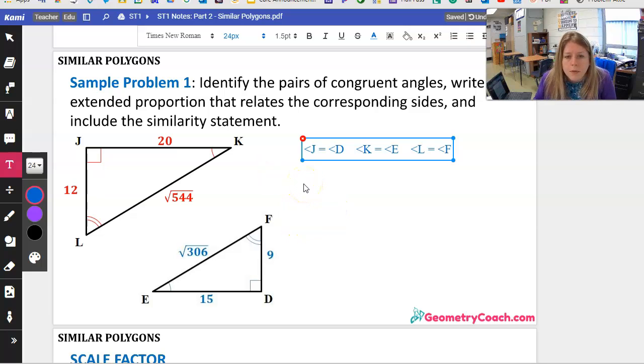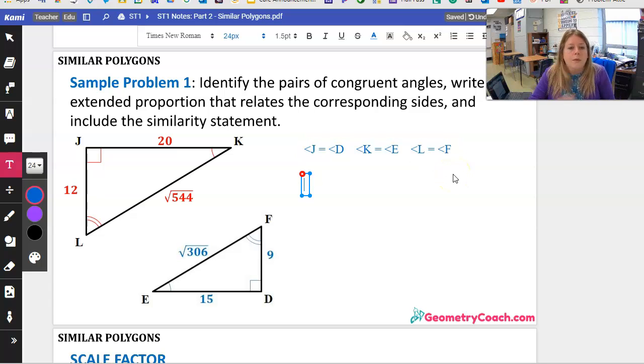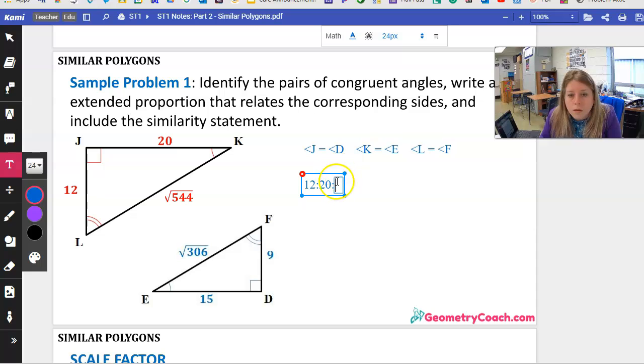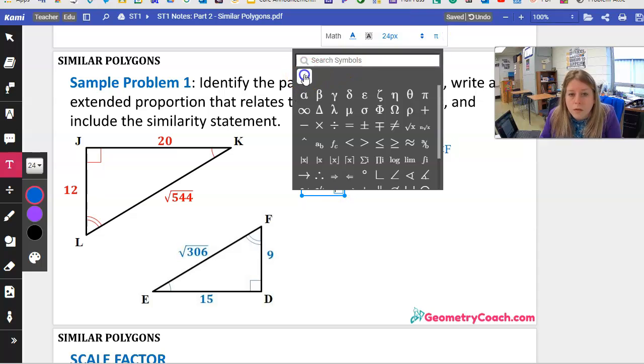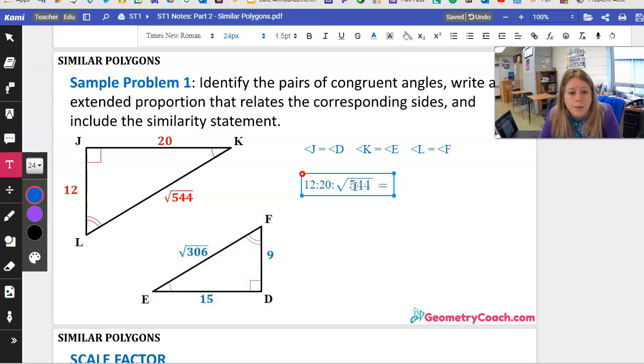Write an extended proportion that relates the corresponding sides, and include that in the similarity statement. Okay, an extended proportion that relates the corresponding sides would be like 12 to 20 to, I'm going to have to use a root symbol here. Root 544. Equals, and then we do the same thing on the other side.